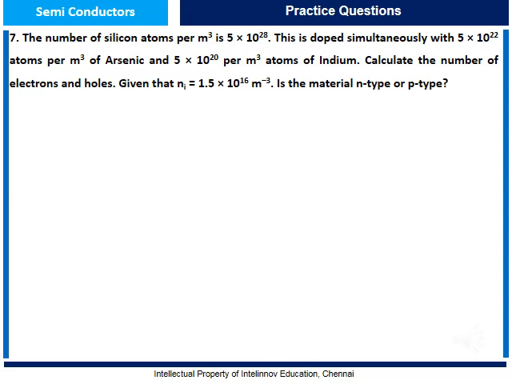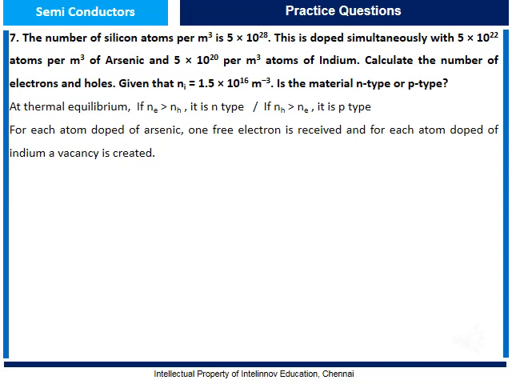The answer is as follows. At thermal equilibrium, if Ne is greater than Nh, it is N-type, and if Nh is greater than Ne, it is P-type. Let us understand the number of electrons Ne or holes Nh. For each atom doped of arsenic, one free electron is received, and for each atom doped of indium, a vacancy is created. Thus, the number of free electrons received is equal to 5 into 10 power 22, and the number of holes created is equal to 5 into 10 power 20.